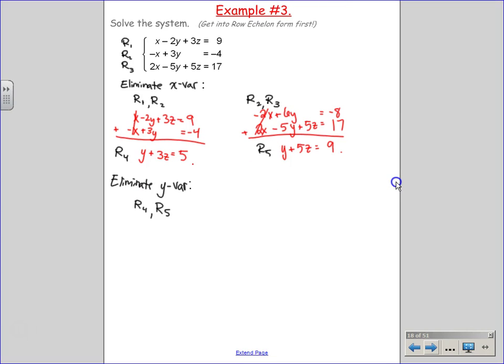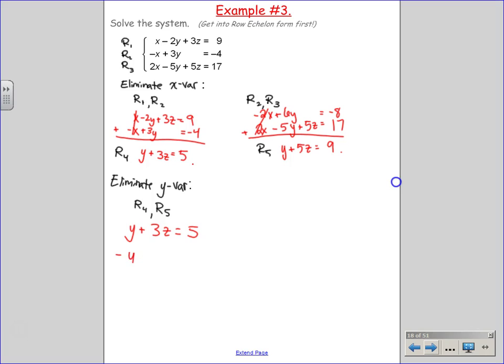Using R4 and R5. Do you guys see what I mean? And put on your thinking caps and be creative. Can we just add down? R4 plus R5, is that going to cancel out the y's? I can keep the R4, but if I keep the R4 this way, what do I need to do to R5? Multiply everything by a negative 1.